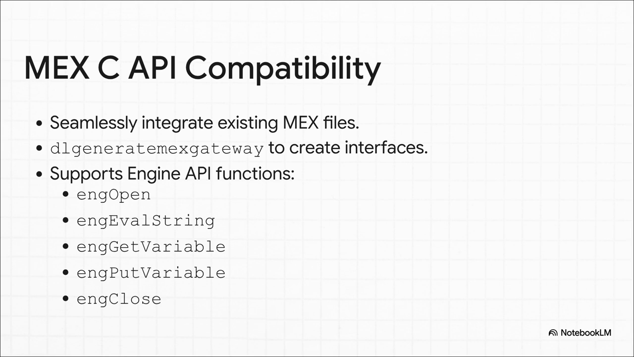But even better, look at this. It also supports the Engine API. That means you can use Nelson as a computational engine from inside your other C applications. I mean, for code reuse, that is a massive game changer.